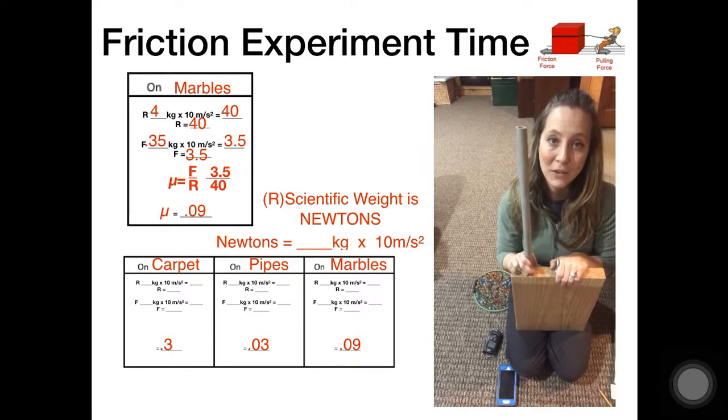Alright, so go ahead and finish filling out your experiment worksheet. Make sure you take a picture and submit it for homework.